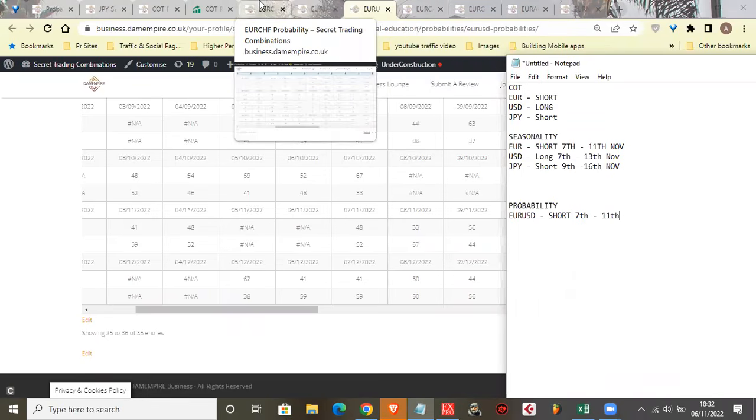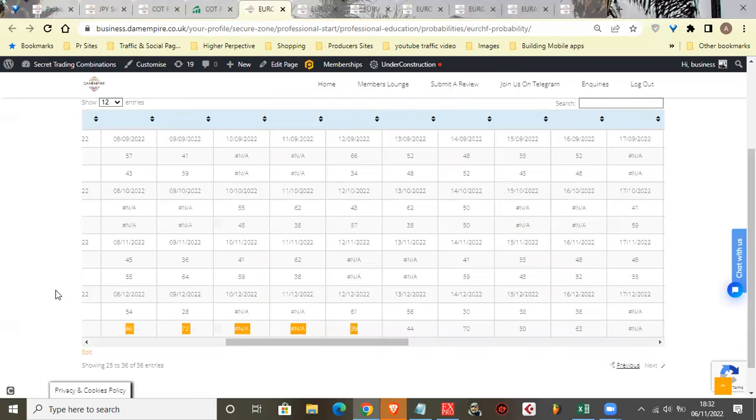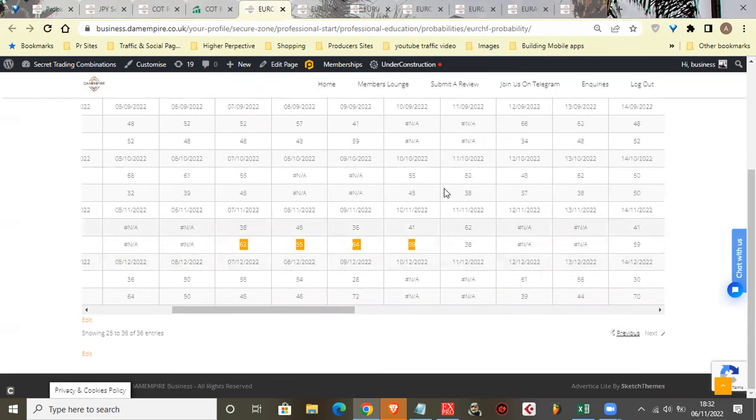Where is that? I hope I didn't confuse anyone with that one. So that's how we do that, and then check Euro CHF. And the same thing applies. It's basically trying to look for where we have the alignment in our favor. So Euro CHF has the alignment from the 7th up until the 10th. So on the 11th, it goes against us.